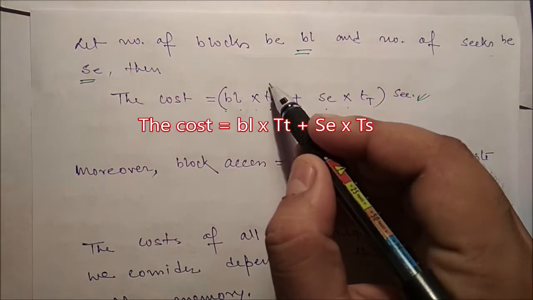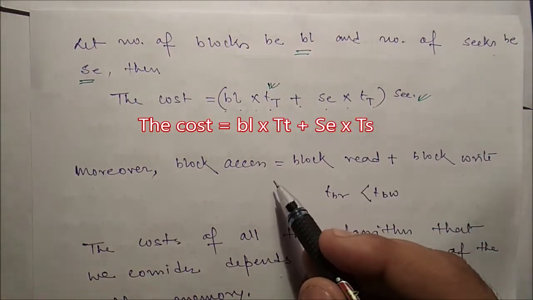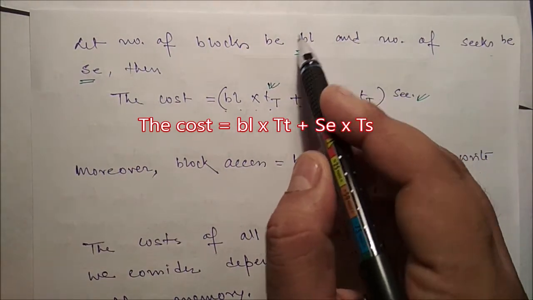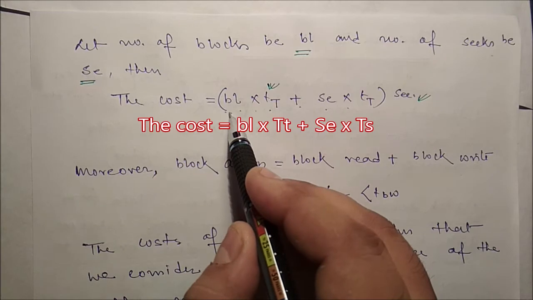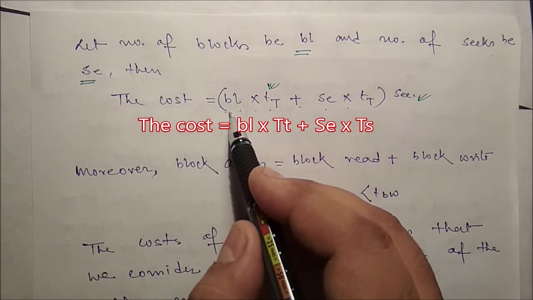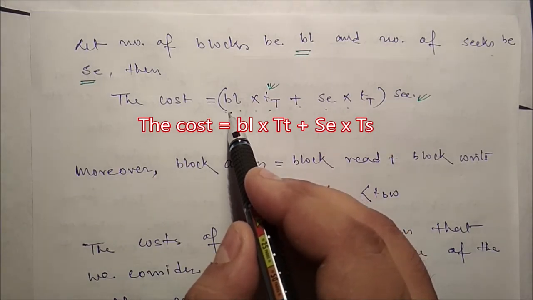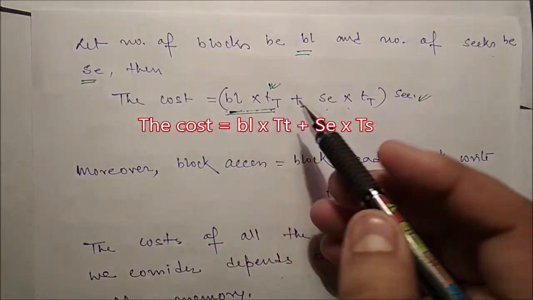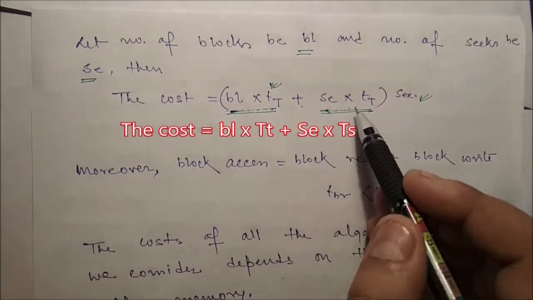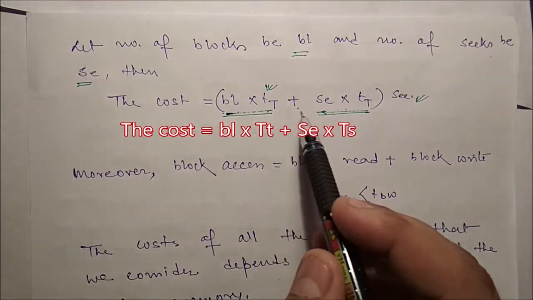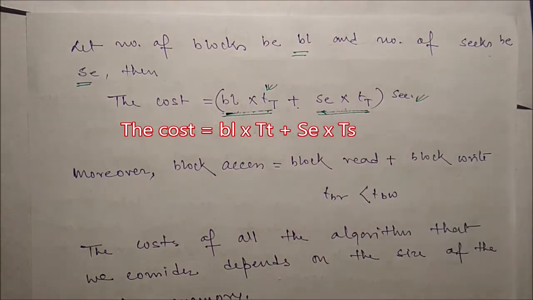And what is TT? TT is the average time to transfer a single block, and the total number of blocks, say, is BL. So the total time to transfer data is this one, and the total seek time will be this one. So the total cost will be BL into TT plus AC into TS, that is in seconds.